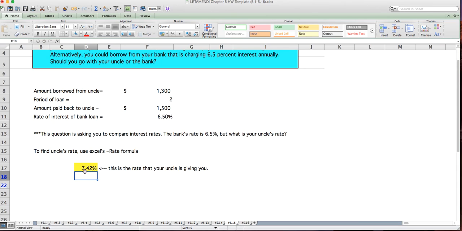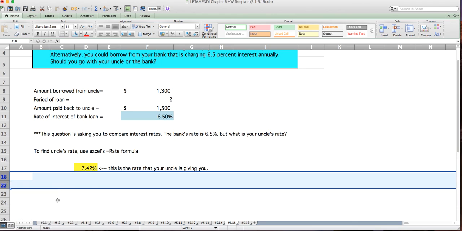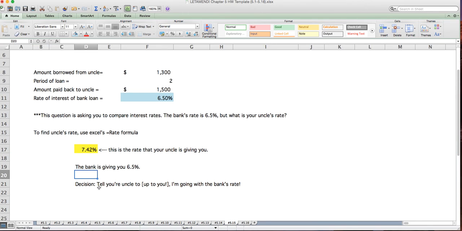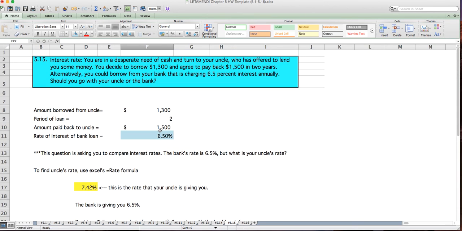The rate that the uncle is charging you is 7.42%, and the bank is charging you what? They're charging you 6.5%. So what are you going to tell your uncle? If the bank is giving you 6.5%, you tell your uncle to go, in a very nice way, and let him know that you're going with the bank's rate because the bank's rate is cheaper than the rate that he's charging you.